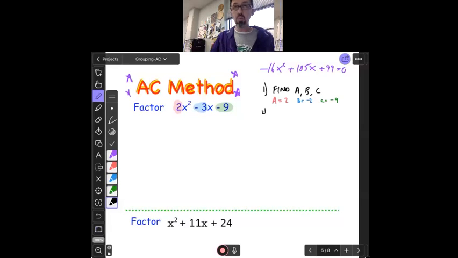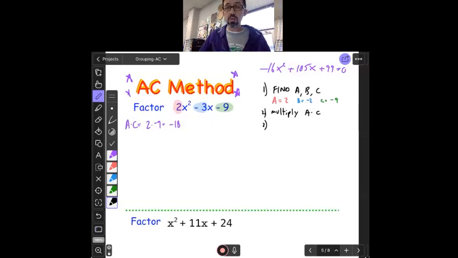Step 2, why it's called the AC method. We're going to multiply A times C. Okay, I'm going to do that over here. Okay, so my A value is 2, my C value is -9, it gives me -18. Okay. Step 3 is the key step. Okay. So this goes back to what I had you guys do at the beginning of class. We need 2 numbers that multiply to be -18, but also add to be -3.